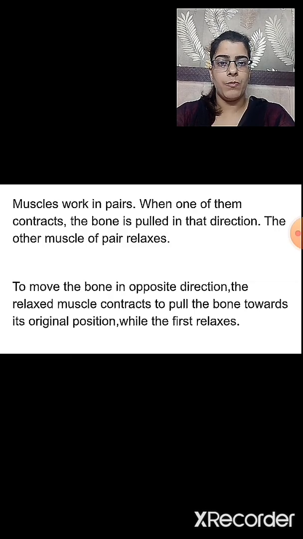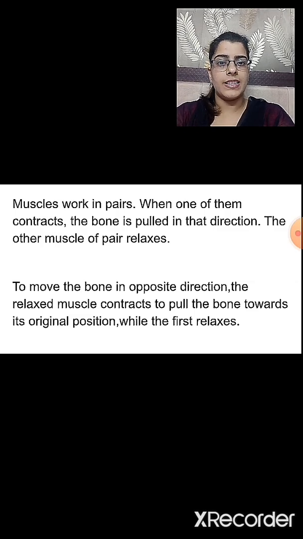Now if we have to move the bone in the opposite direction, the other muscle of the pair which was relaxed, it will contract so that the bone will pull towards that original position, while the first muscle will relax at that time.